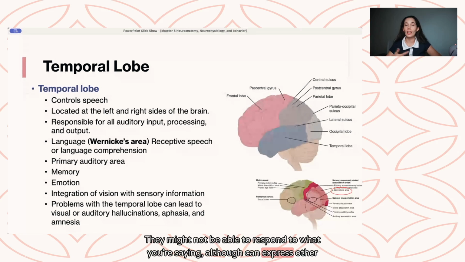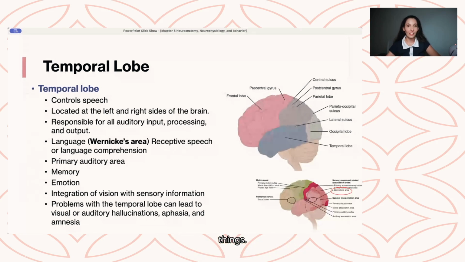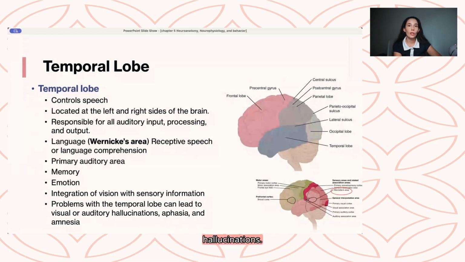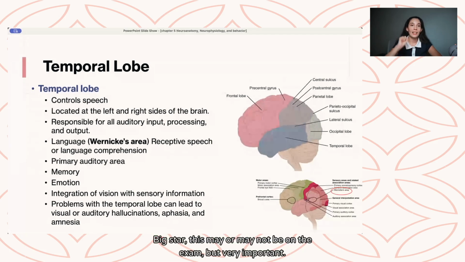This is the primary auditory area. It plays a role with memory, emotion, integration of vision with sensory information, and problems with the temporal lobe can lead to visual or auditory hallucinations. Big star. This may or may not be on the exam, but very important. There are other areas of the brain that can lead to visual and auditory hallucinations.